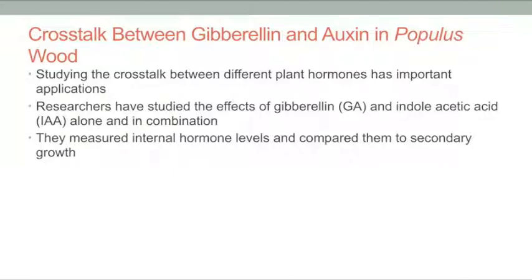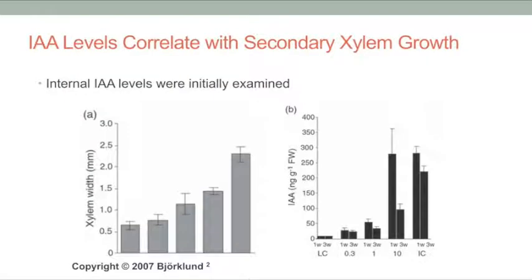Researchers have studied the effects of gibberellin and indole acetic acid alone and in combination. They measured internal hormone levels and compared them to secondary growth. Figure A shows the width of the secondary xylem in populus trees after 3 weeks of exposure to varying levels of indole acetic acid.